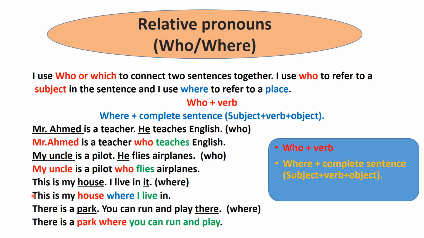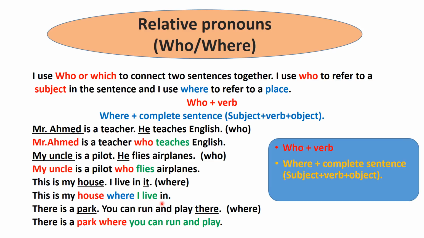Another example. This is my house. House, what's house? It's a place. Yes. I live in it. So, house and it here refer to what? To the house. So, it's a place. I use where. The first sentence will be the same. This is my house. Delete the dot and connect with where. This is my house where I live in. I didn't write it because it refers to the house. After where, I write a complete sentence. I is the subject. Live is the verb.